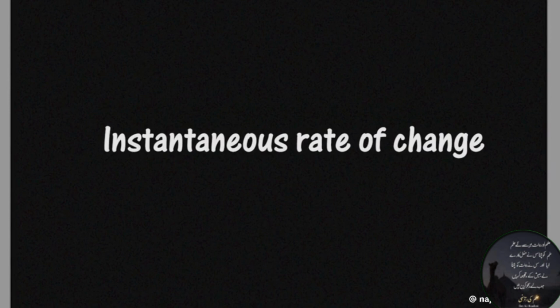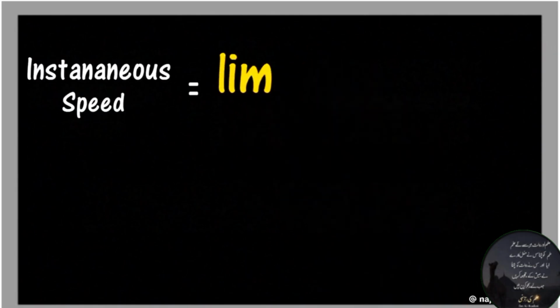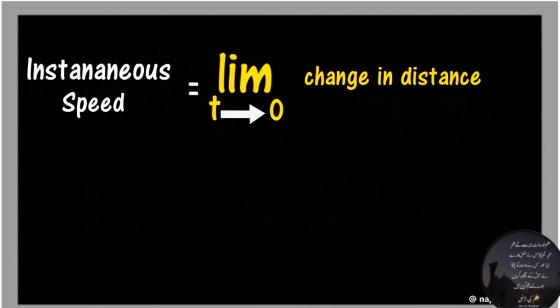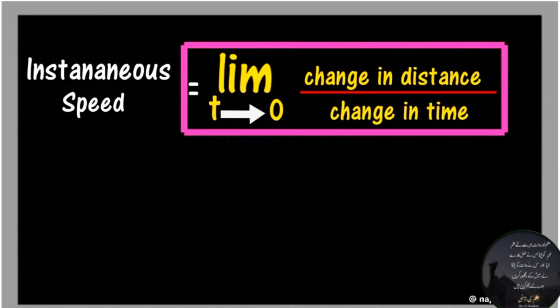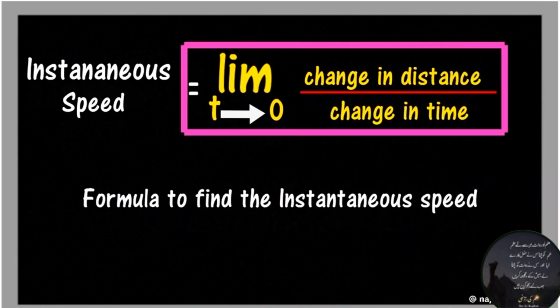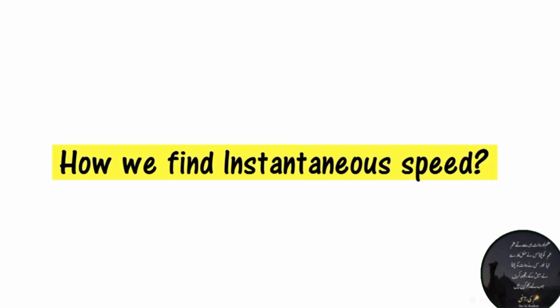Now if you do not know about calculus, I am going to tell you the formula of instantaneous speed: it is equal to the limit as time approaches 0. Time approaching 0 means that the time is not 0, but it is living in the neighborhood of 0. So I say now change in distance divided by change in time. This is the formula to find the instantaneous speed of an object, of an aeroplane, of a car, of any object.